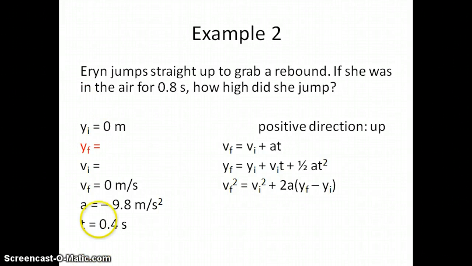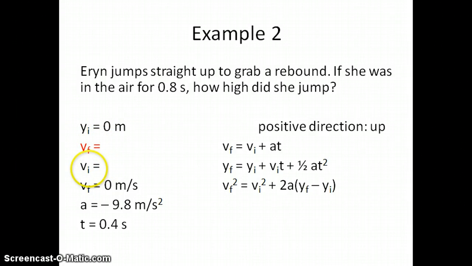Again, what we're going to start out with is our list, and we're going to write down everything that we know. Since we set the coordinate system, I set the direction of up to be positive, and I set my starting point at 0, 0, wherever Erin started. So we have her initial position at 0. We're looking for how high, right?